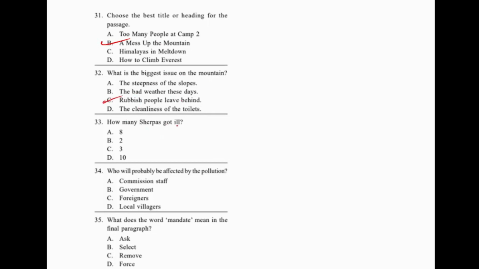Okay, now how many Sherpas got ill? It's around 10 Sherpas got ill. Okay, who will probably be affected by the pollution? It's obviously the local villagers.